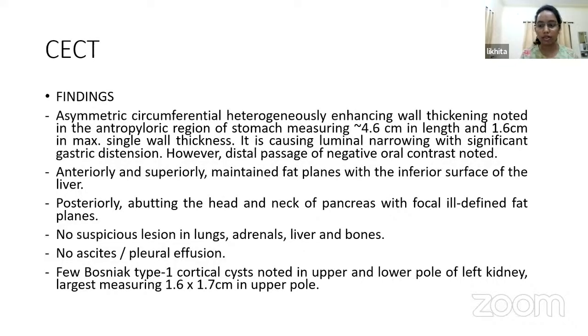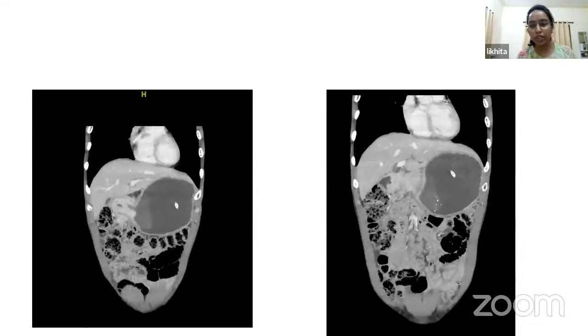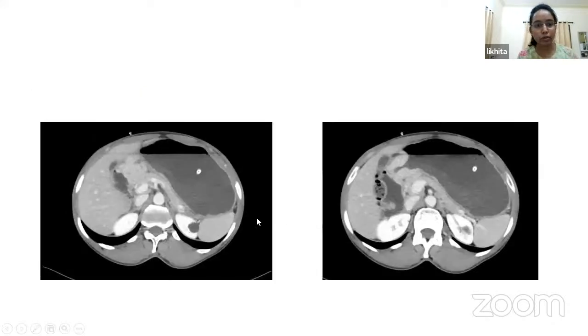Fine. Show the picture. These are the CT images showing a distended stomach with wall thickening in the antropyloric region, sir. And as we can see here, there is doubtful loss of fat planes, which they have mentioned, on the lower aspect. Next slide makes it more clear.